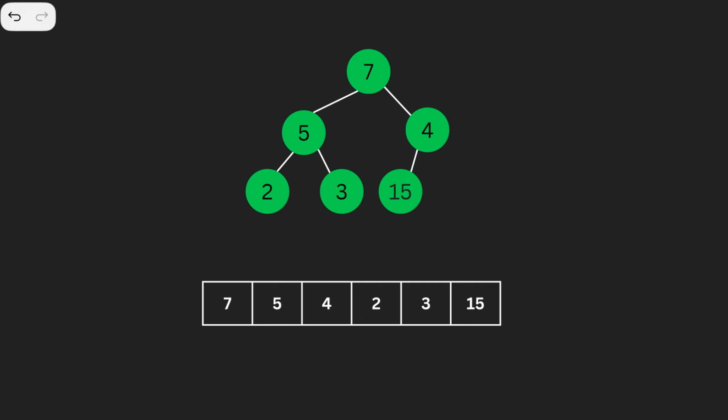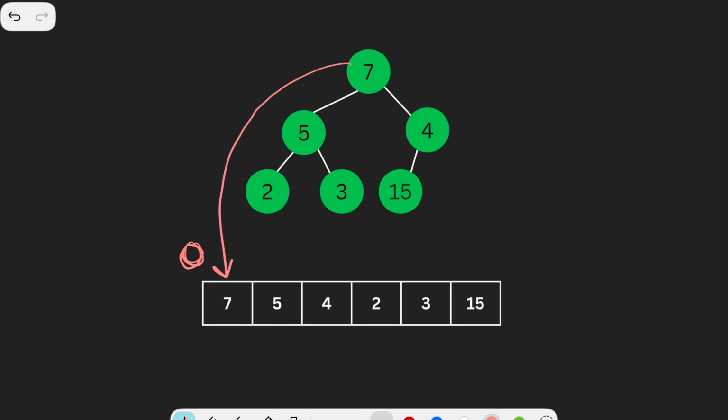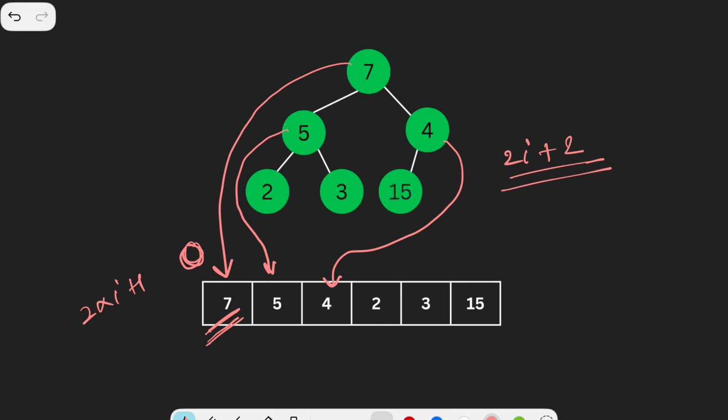You can understand by just looking at the array, right? So see how we are going to store. The very first value will go to position 0. The left child of this particular element will go to 2 into I plus 1 position, and the right child will go to 2 into I plus 2 position. 7 will be stored at index 0. Now if you apply the formula 2 into I plus 1, that means 5 should go to index 1 and 4 should go to index 2.